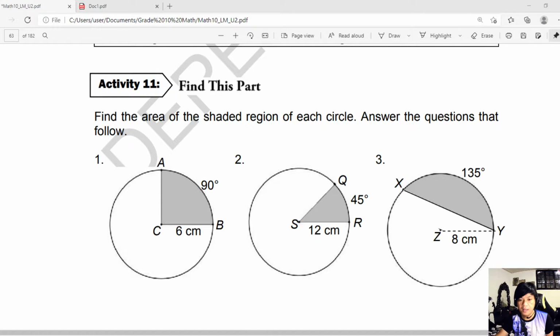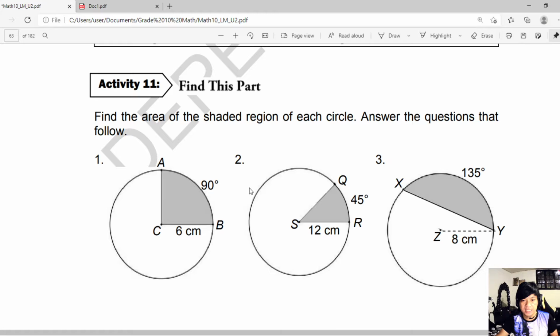Good day everyone. So for today's video lesson, we will have the application of what we have discussed in the other video about the sector of the circle and the segment. So let's find the area of the shaded portion. So let's start with number 1.